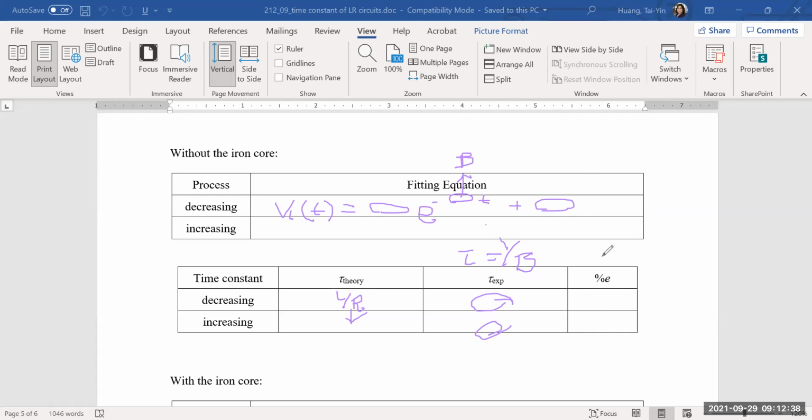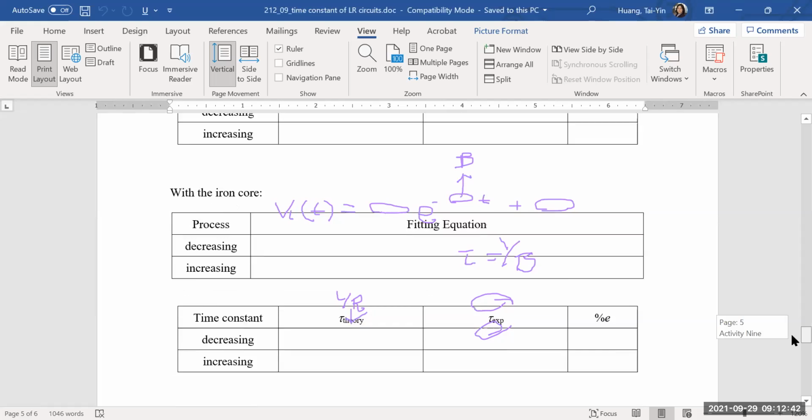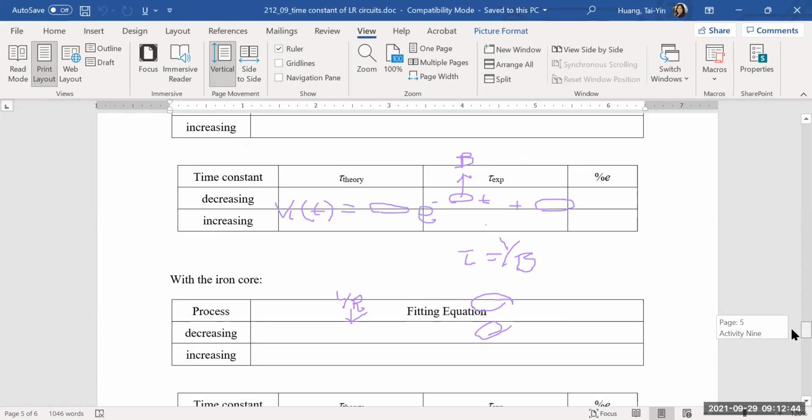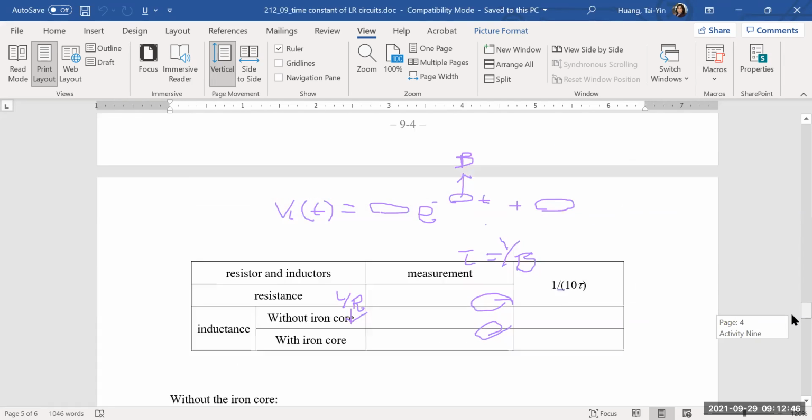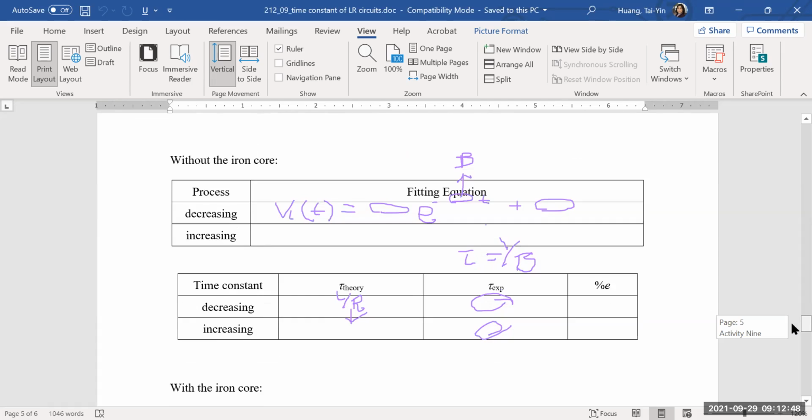And you would do the same thing for the one with the iron core. Basically, what I want to see is the voltage, you want to express your expression exactly like this: V sub L of t is equal to your value times e to the minus your value t plus your value, okay? And do the same thing for the increasing.